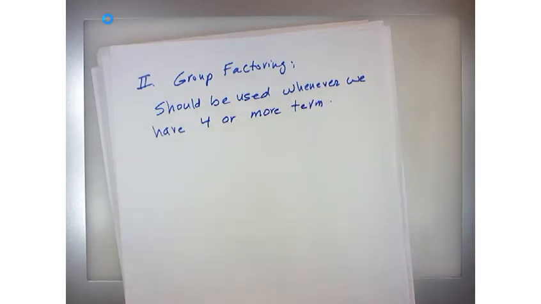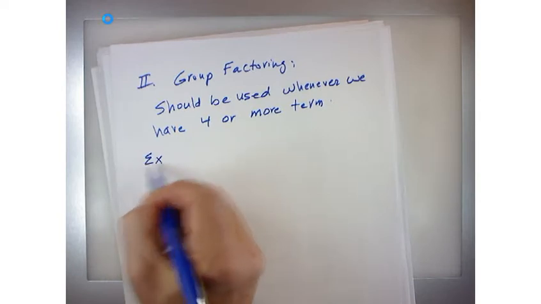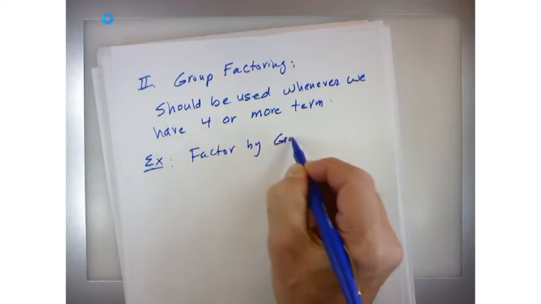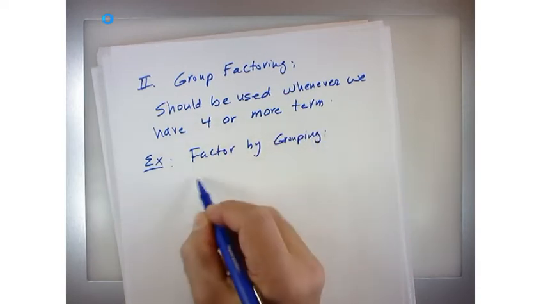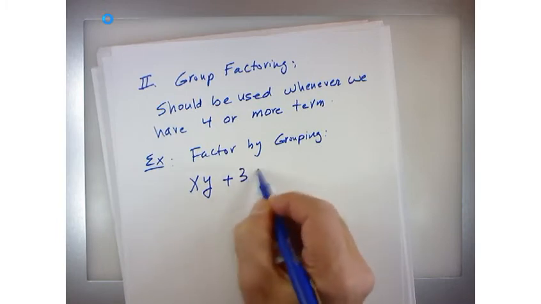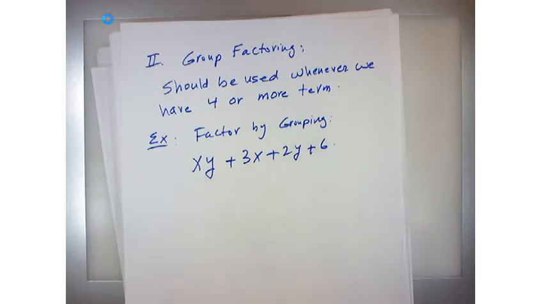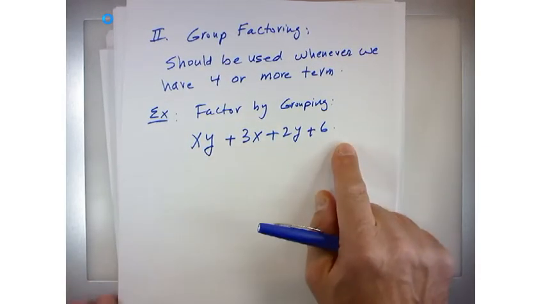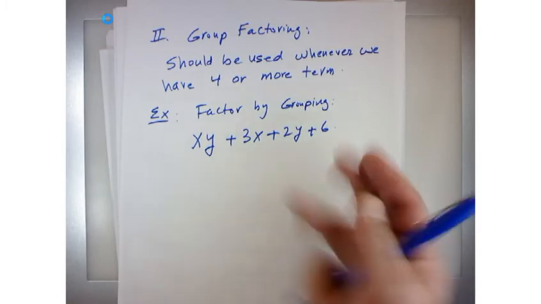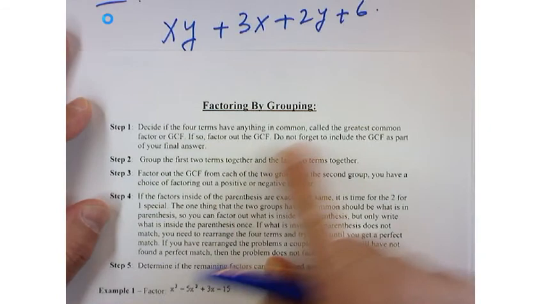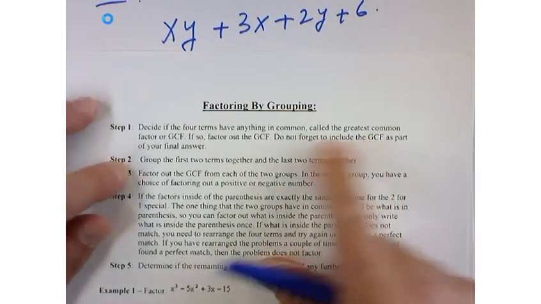Okay, so for example, if I want to factor by grouping, and it's xy plus 3x plus 2y plus 6. I know there's 4 terms, and the first thing I should always look for is the greatest common factor. If there is a greatest common factor, you pull that out. Okay, so let's see the steps for grouping. This handout you have online again, so you can look at that. Decide if the terms have anything in common, which is the greatest common factor. If it is, factor it out.